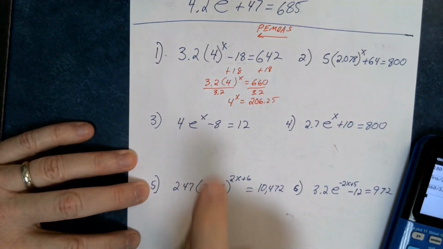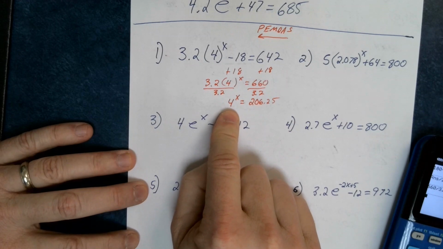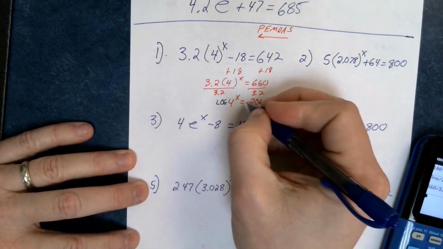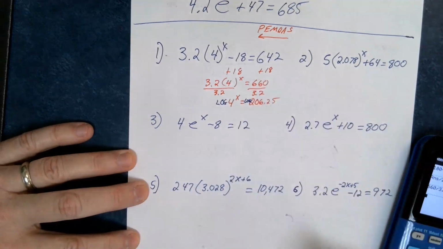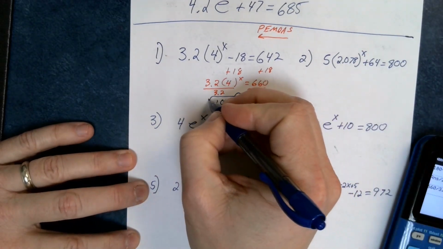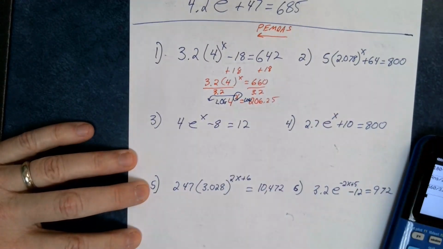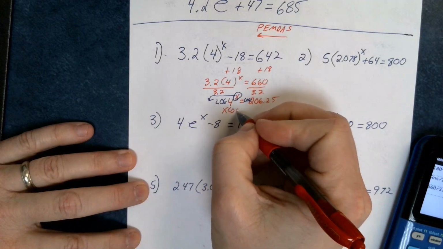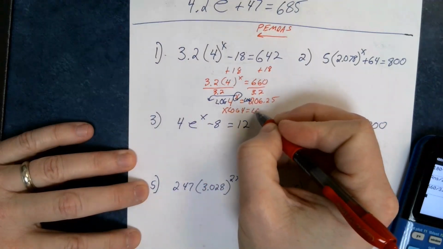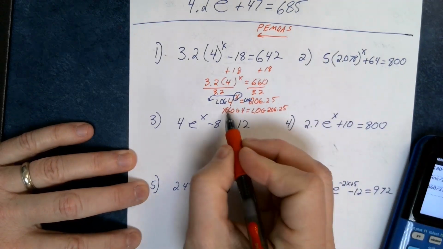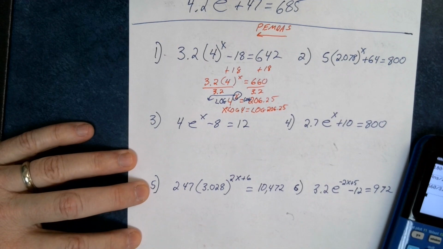206.25. It's at this point where my 4, or the base of this exponential expression, is all by itself. At that point, I can log both sides because everybody is safely tucked away. Once I have the log, my x can come down by the log law. So I'll have x log 4 equals the log of 206.25, and that's multiplying the x, so I'm going to divide by log 4.